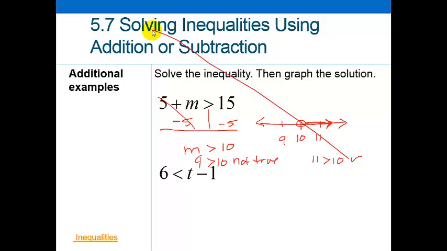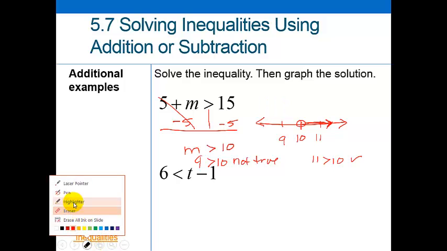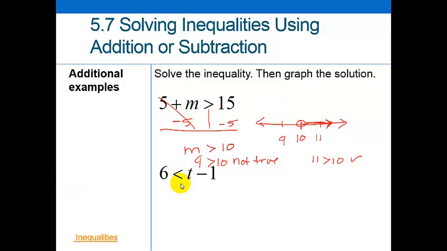All right, and here's his last example. Oops, let me get rid of that. So again, my goal is to isolate the variable to get it by itself. So it has a minus 1, so I'm going to plus 1 to both sides. So this is going to be 7 less than t. Now this is kind of a weird way to say it, 7 less than t.